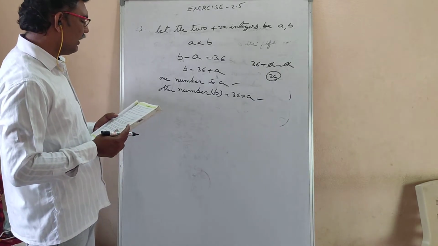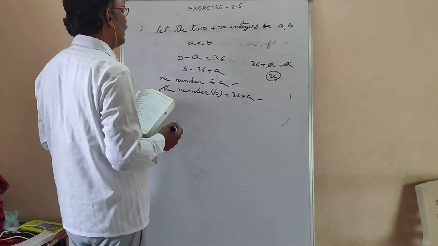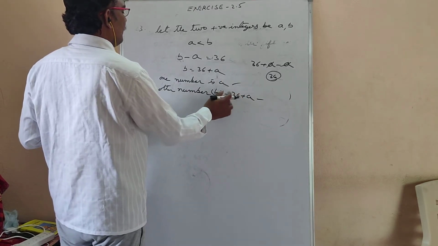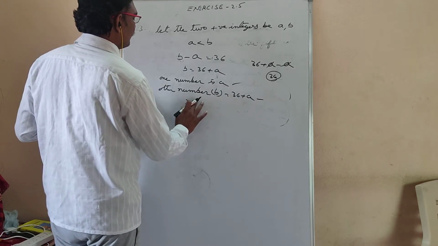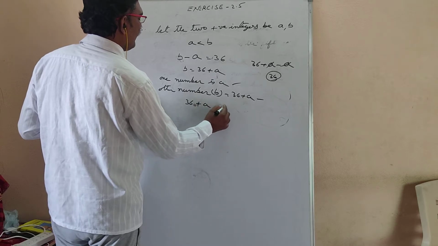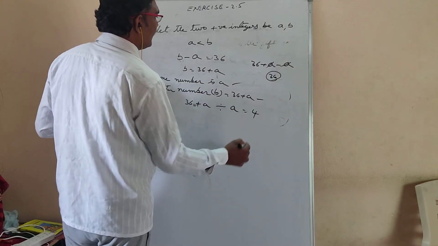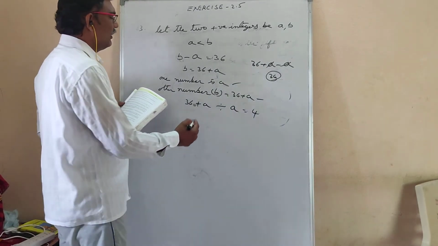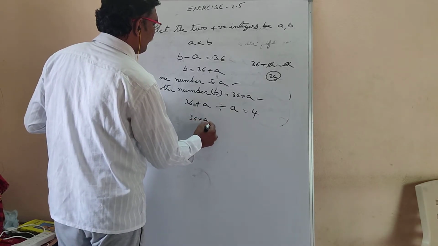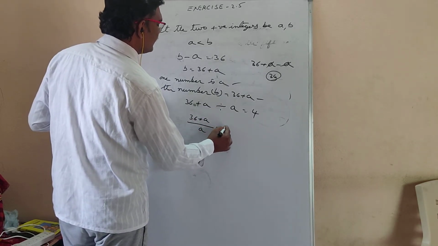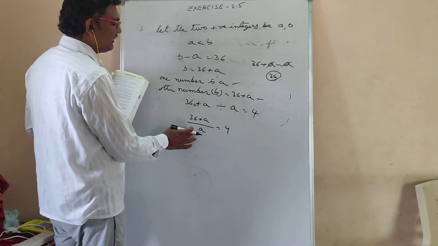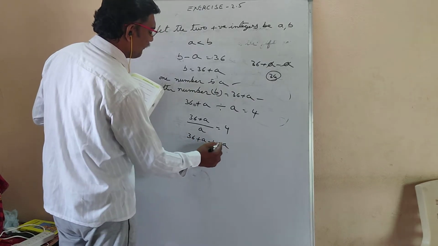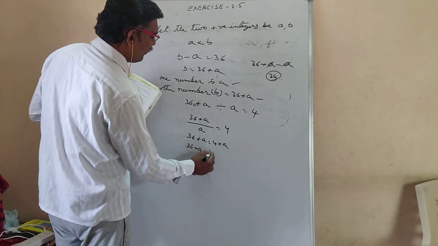Now, the quotient when one integer is divided by the other is 4. Obviously this one is greater and this one is smaller. Quotient is 4 means if you divide the bigger number by the smaller number, the answer is 4. So (36 plus a) divided by a is equal to 4. This a is dividing here, so it is multiplied: 36 plus a is equal to 4 into a. So 36 plus a is equal to 4a.